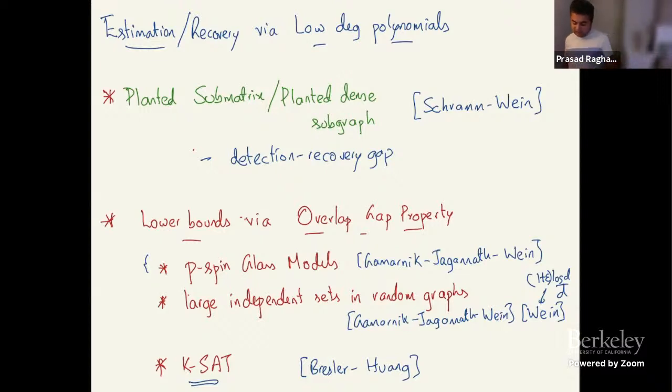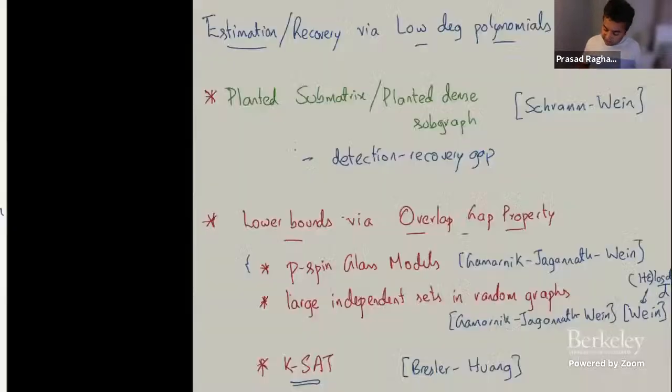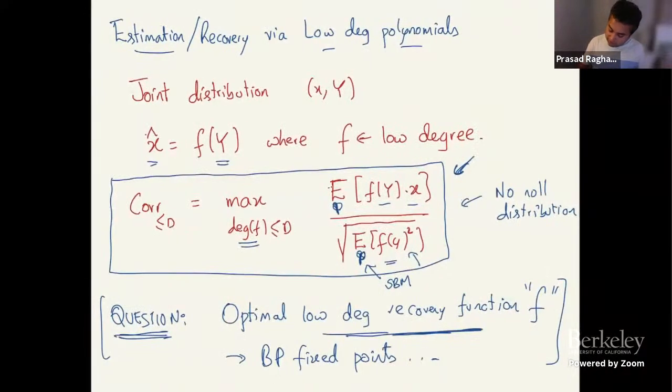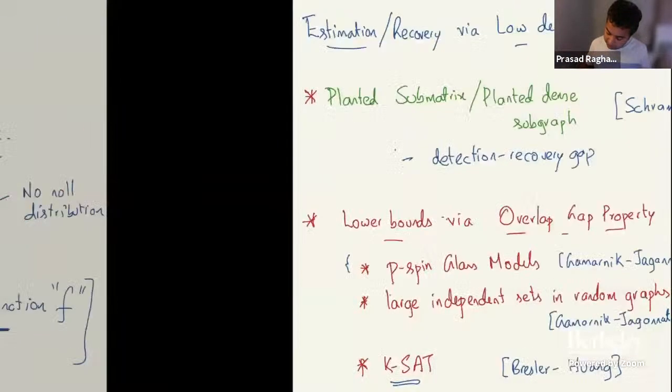And all these works use the overlap gap property as a way to attack this issue of how do you identify the best low degree recovery function. Instead of identifying the best low degree recovery function, you just directly prove that no low degree recovery function works because of the overlap gap property.